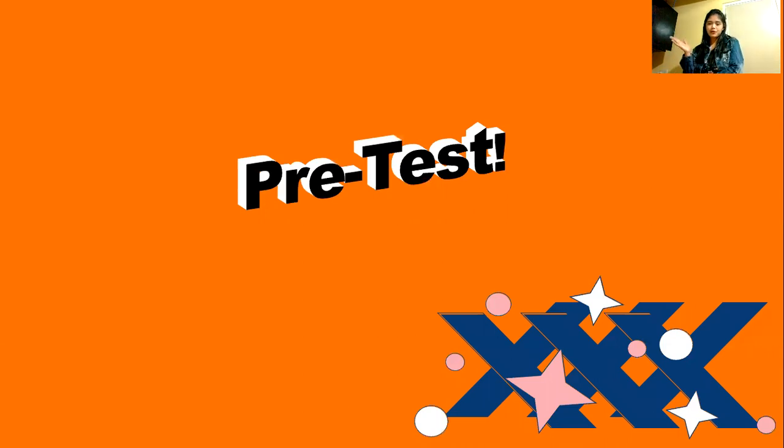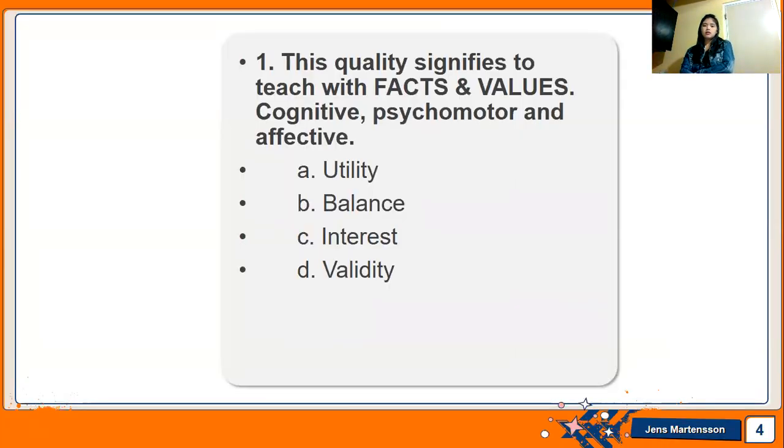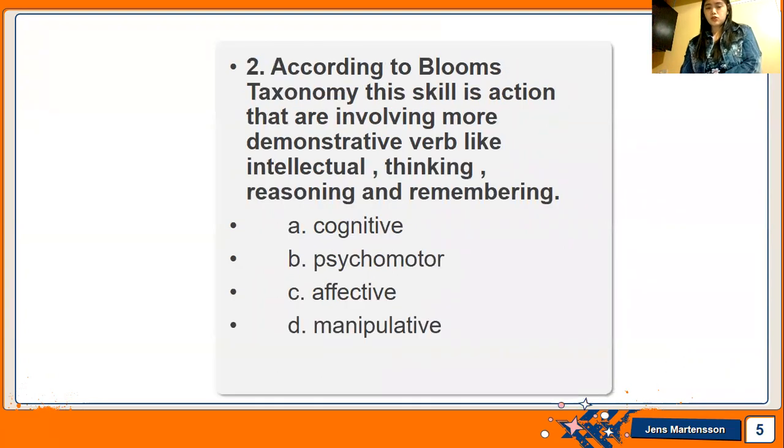So, first let's have our pre-test. Kindly get a pen and a piece of paper and let's start. So are you ready? Okay, the first question is: this quality signifies to teach with facts and values, cognitive, psychomotor, and affective. Letter A, utility. B, balance. C, interest. D, validity. Okay, number 2. According to Bloom's taxonomy, this skill is action that involves more demonstrative verbs like intellectual, thinking, reasoning, and remembering. A, cognitive. B, psychomotor. C, affective. D, manipulative.